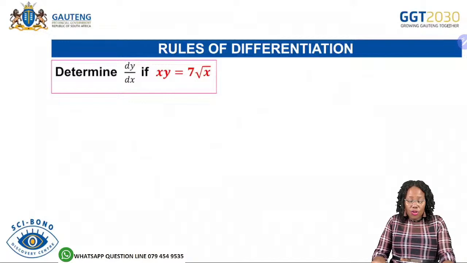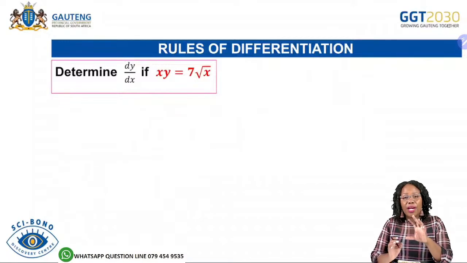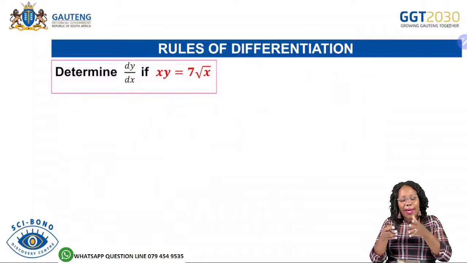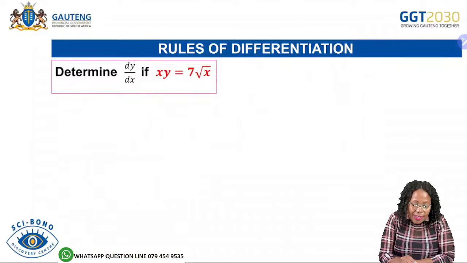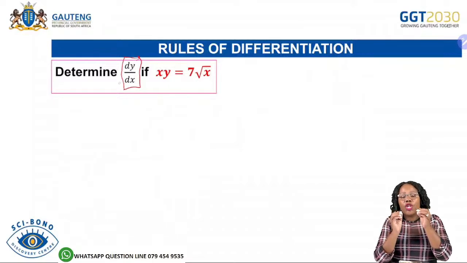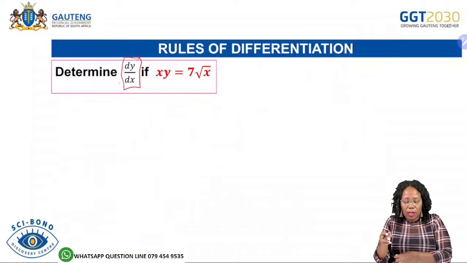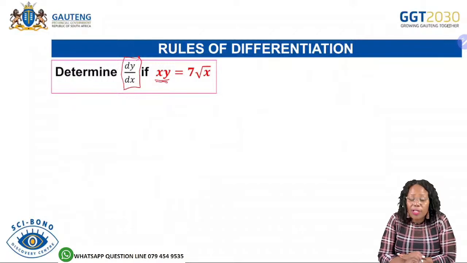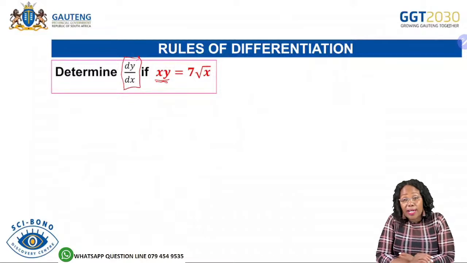Okay, continuing grade 12. If you look at this equation now, we have a challenge because it is saying xy is equal to something. But the question says determine dy/dx. That means derive y in terms of x. That means it is already telling you that your equation must be y equals to something with x. So now we have a challenge because our equation is saying xy.